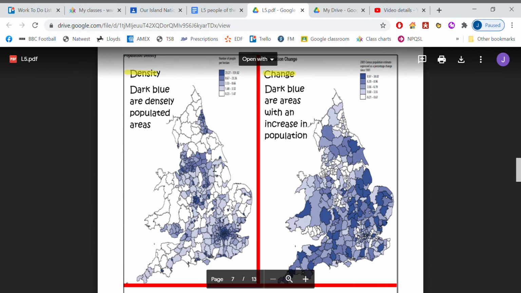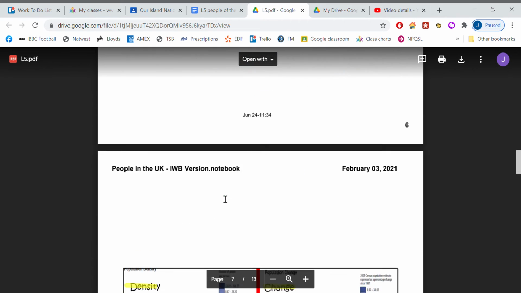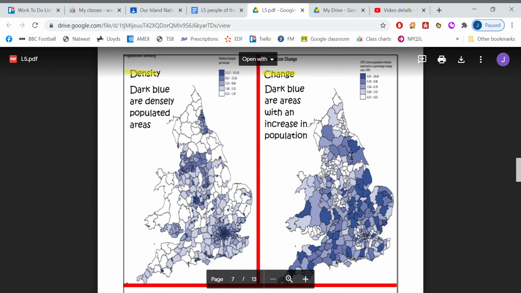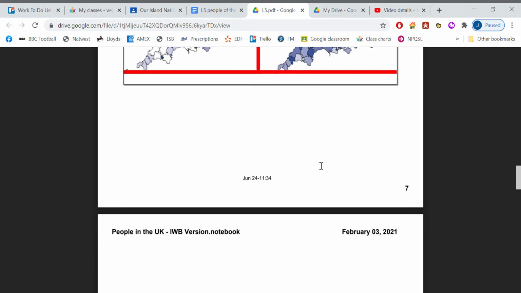The next maps, that's the one we've just seen in terms of density. Okay, and this is change. So areas that are darker have actually had an increase in population, whereas areas that are lighter have perhaps even had a decrease in population.